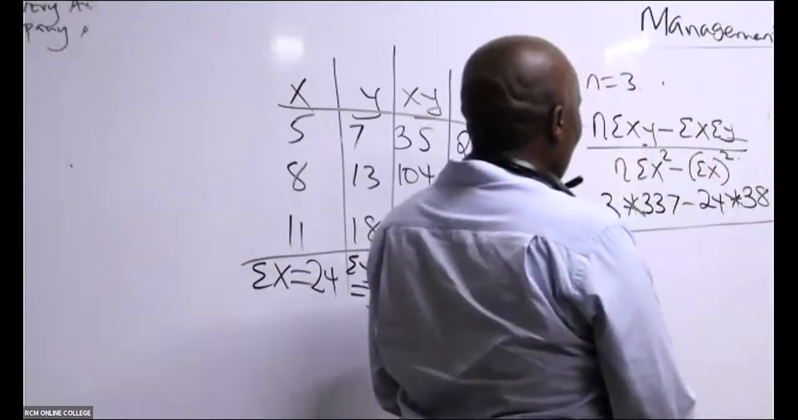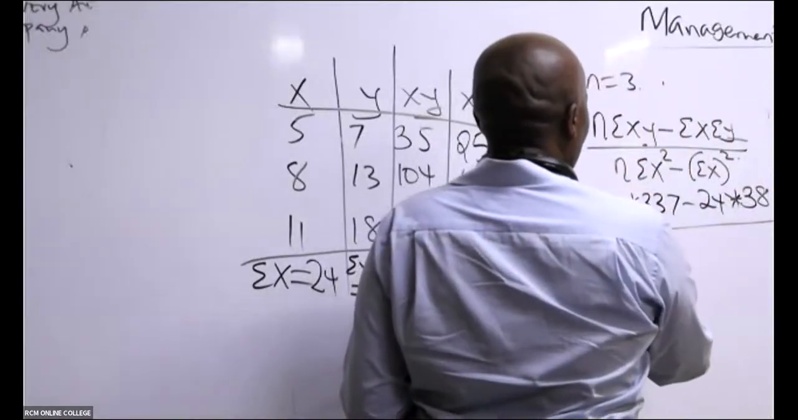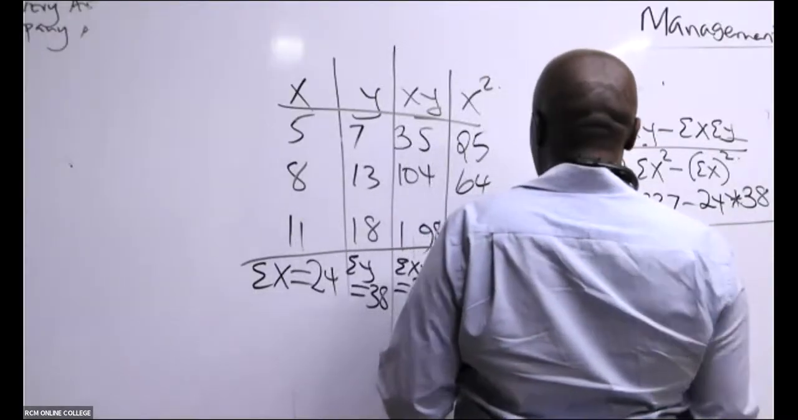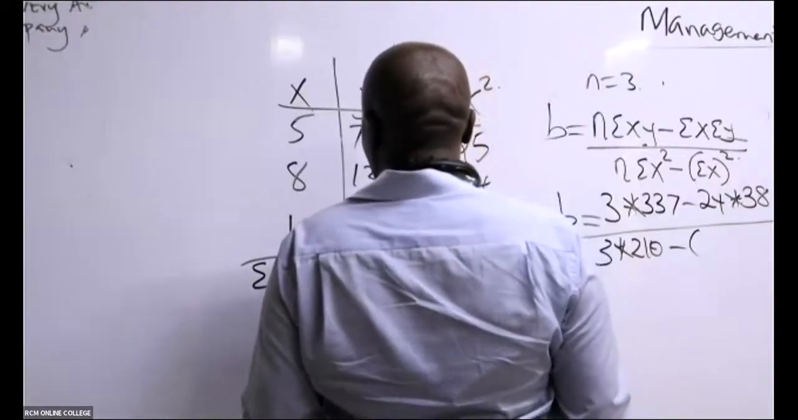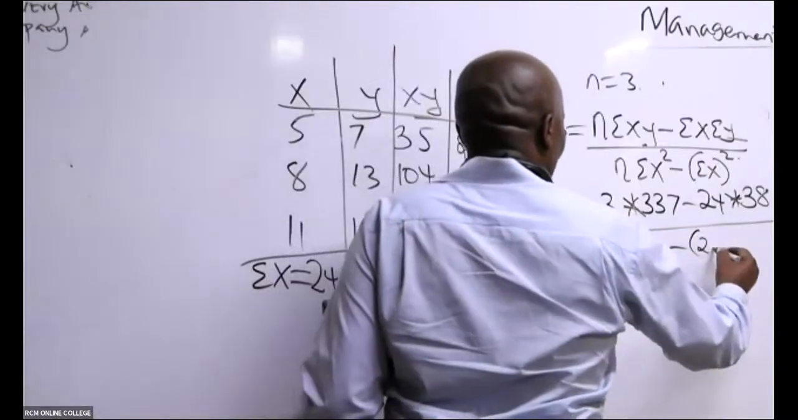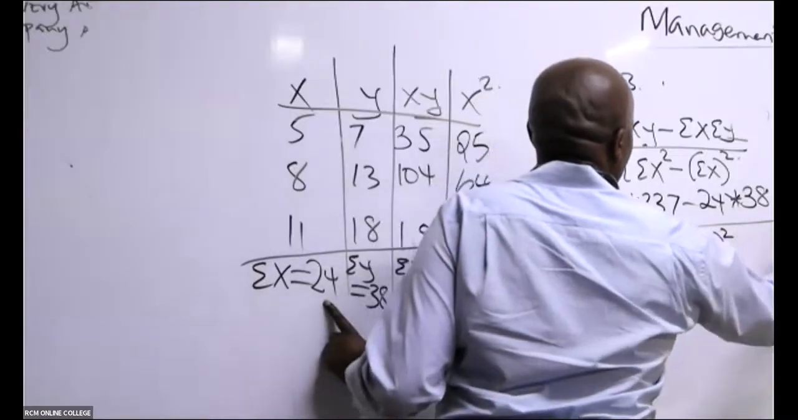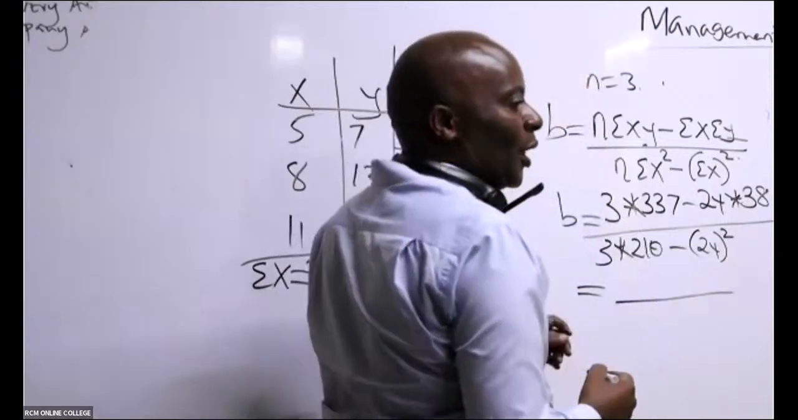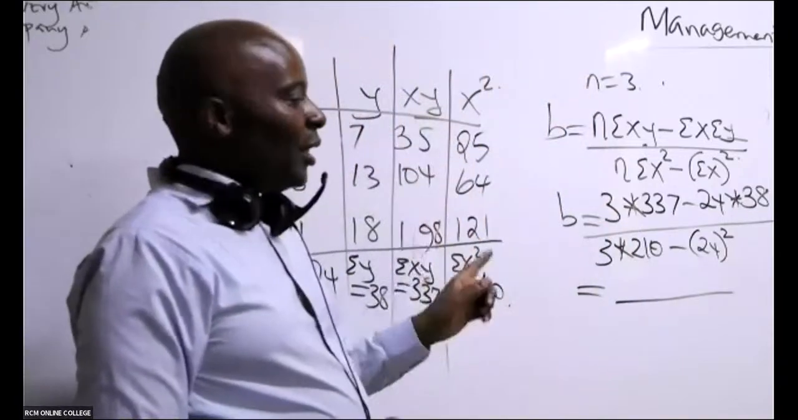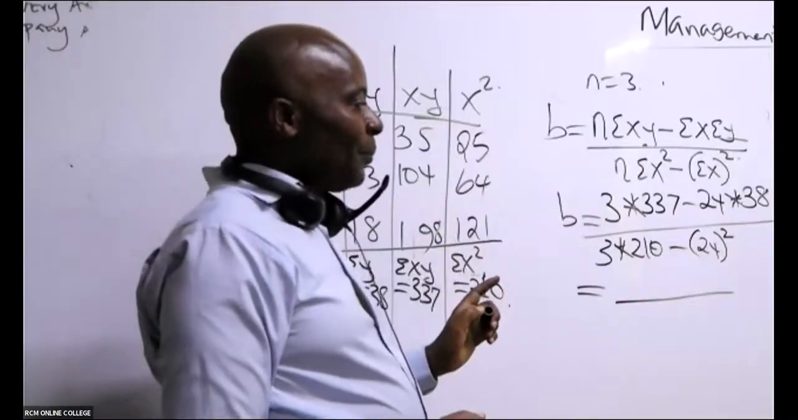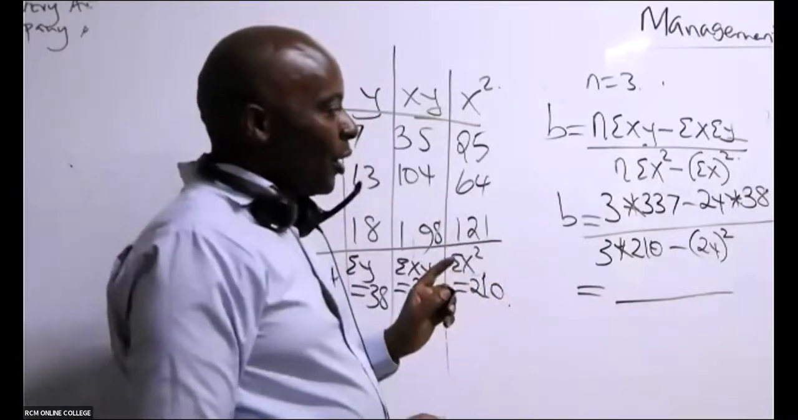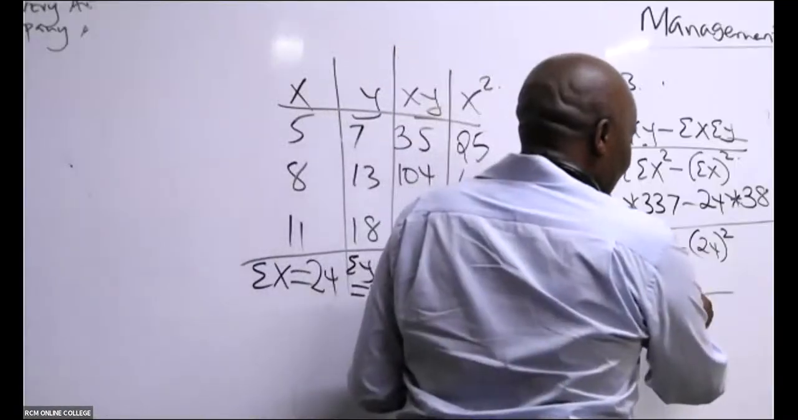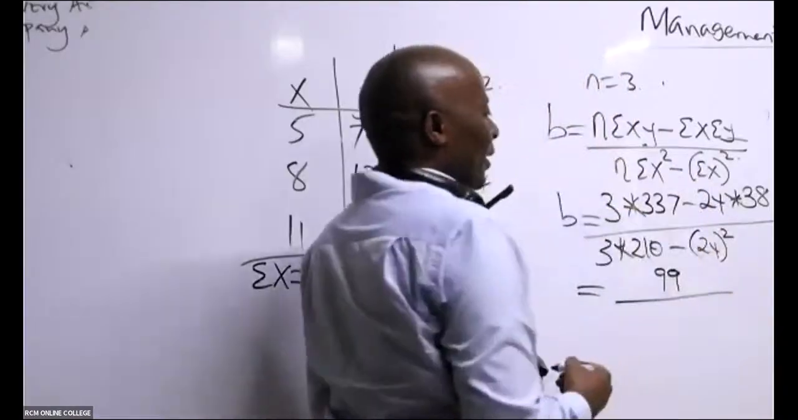N is 3 times sigma x squared. What is our sigma x squared here? 210 minus, in brackets, the sum of x, which is what here? 24. And then we square. So then go ahead and give me the numerator. Please carry out the numerator alone. So say 3 times 337 minus 24 times 38. 99. Thank you so much.